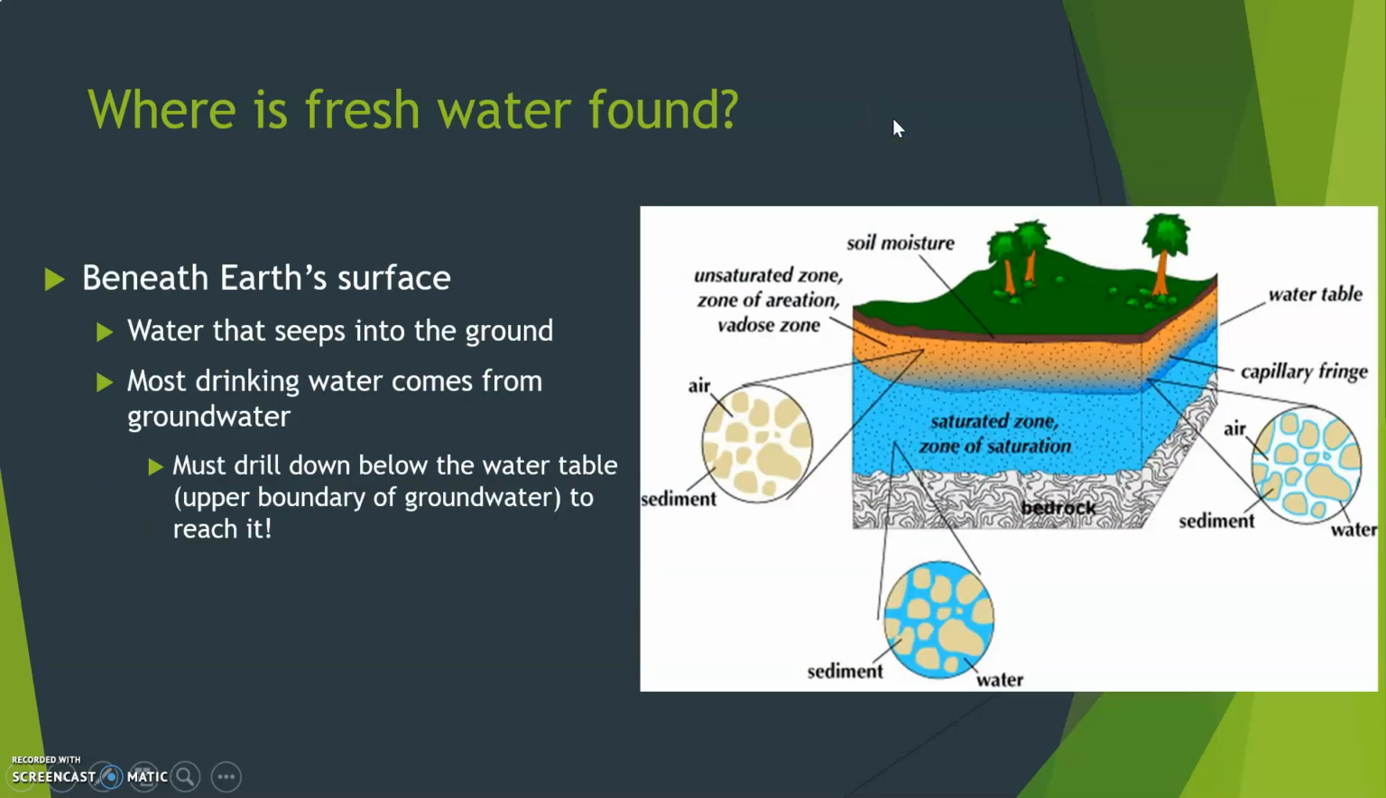So beneath the Earth's surface is water that seeps into this ground, and it's kind of like if you were to water a plant. The water you pour on top of the plant is going to move into it so it can get to the roots. The same thing's going to happen with fresh water. So most drinking water comes from groundwater, and it's in an area called the water table, which is here. And you must drill below that water table into the upper boundary of groundwater to actually reach the groundwater that we would use.